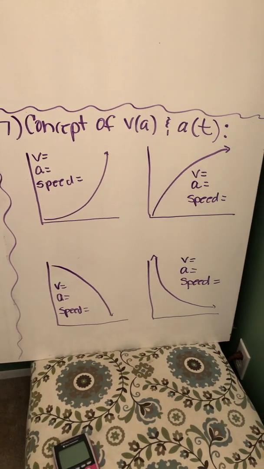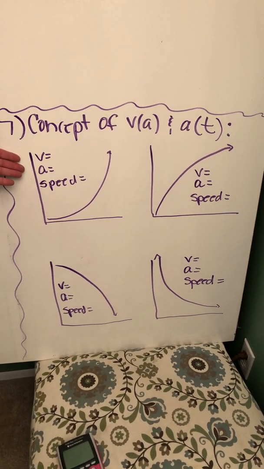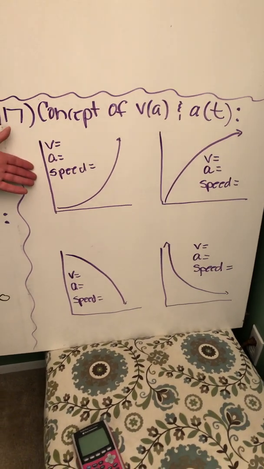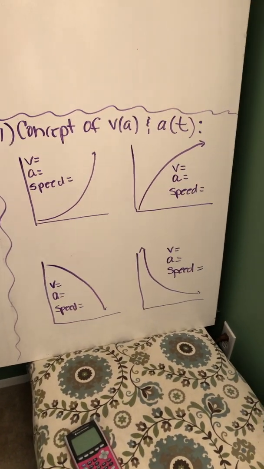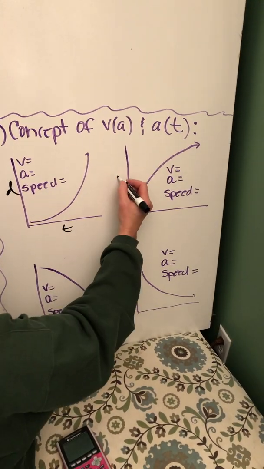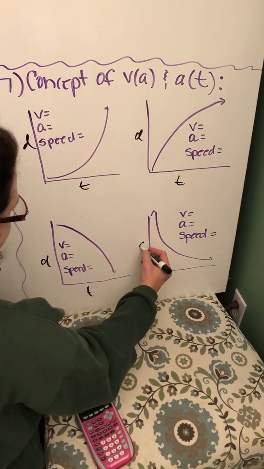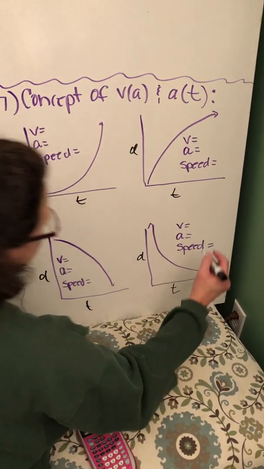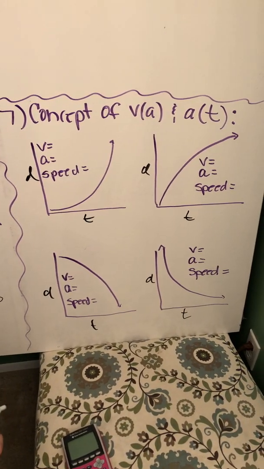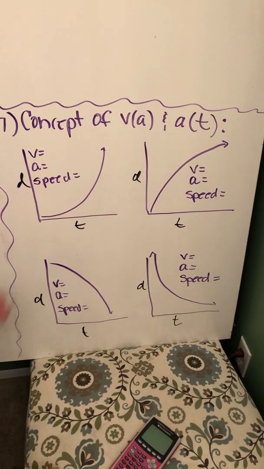Okay, so I have 4 different graphs here, and we're going to record the sign of the velocity and the acceleration, and then check the speed. So these are all distance time graphs. Distance time, distance time, distance time, distance time. This question, how velocity and acceleration are related to speed, shows up all the time on the AP exam in a couple places. Let's take a look.